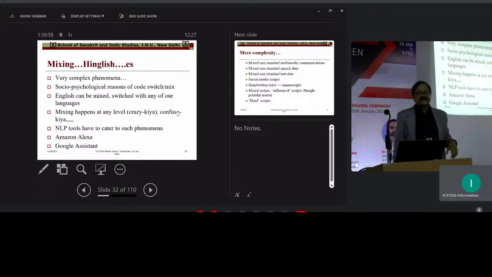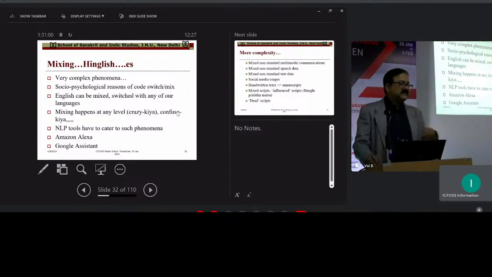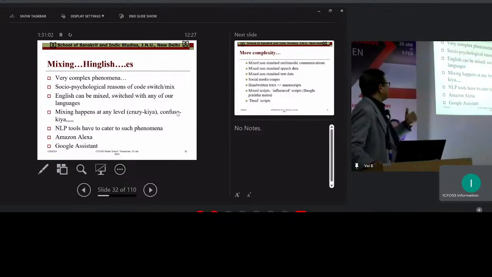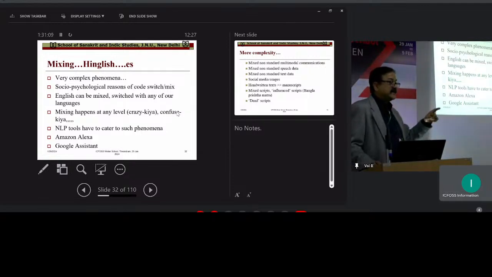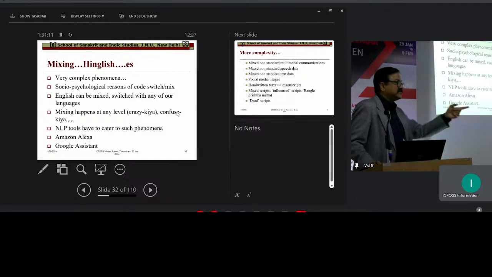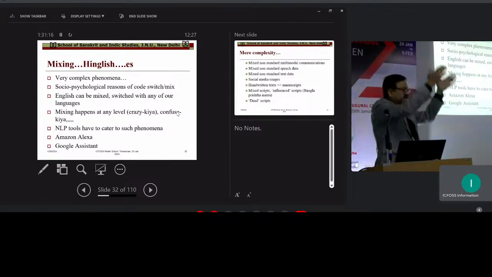These three, Alexa looks for ordinary Hindi. Mixed Hindi, Google Assistant, mixed Hindi. You speak in English-Hindi mixed, it won't recognize. You speak in Awadhi, it will not recognize. You speak in Bhojpuri, not recognized. So Google Assistant has to capture now all the 55, right?